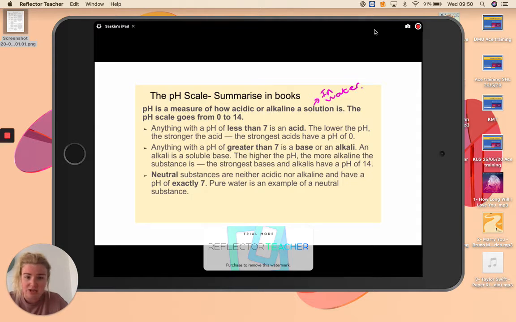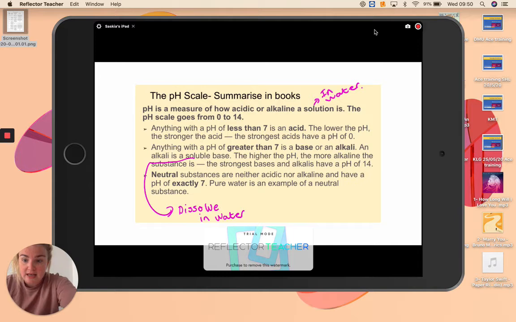Anything with a pH greater than 7 is a base or an alkali, okay? An alkali is a soluble base, so something that will dissolve in water. So anything above pH 7 is a base, only some of them are alkalis because they're the ones that dissolve in water, okay?